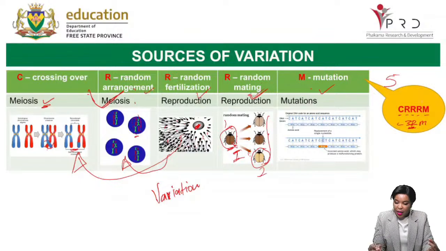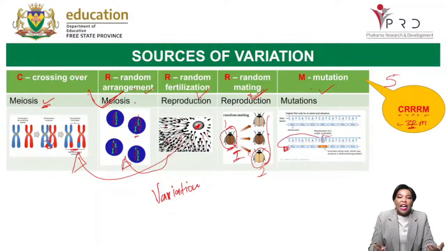And then the last one, M, stands for mutation. Mutation is the altering of the nitrogenous bases. For example, when the nitrogenous base cytosine was supposed to come into the sequence of the nitrogenous bases, and it was replaced by a different one, it will therefore bring a different amino acid and form a different protein. That also brings variation, because most of the things in the human species are proteins.